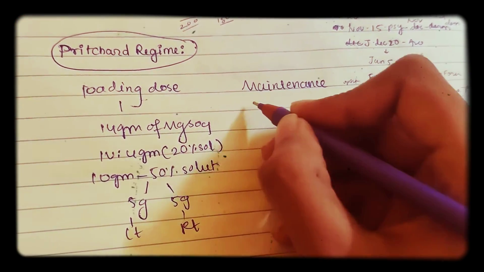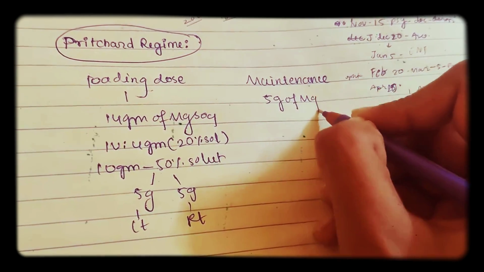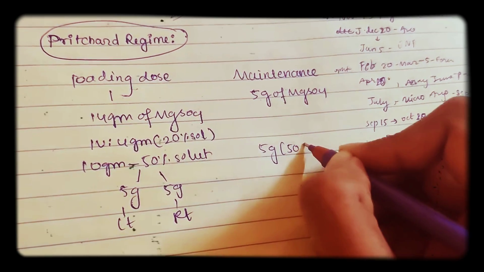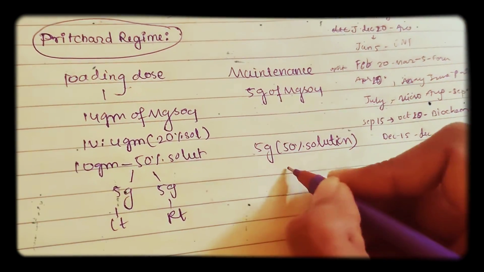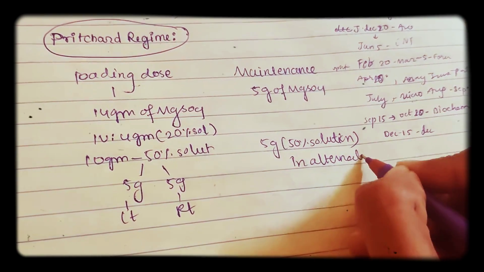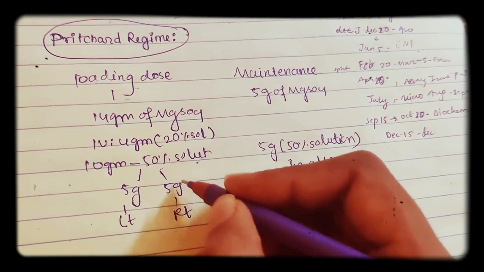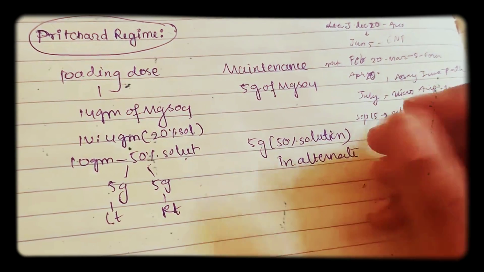Now coming to the maintenance. For the maintenance you need to give 5 grams of magnesium sulfate, of the 50% solution, in alternate buttock. So same as here, as we said, 50% solution, we need to give 5 grams in the left buttock, 5 grams in the right buttock. Even here the 5 grams we need to divide into alternate buttock.